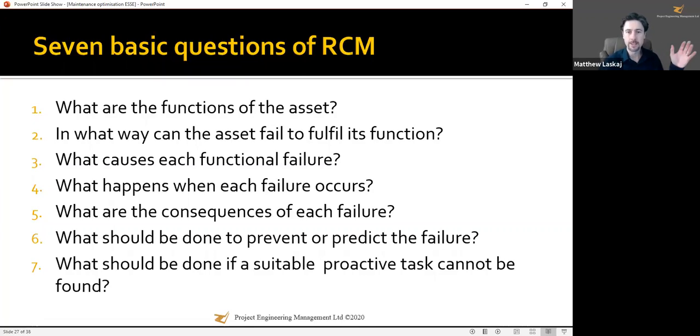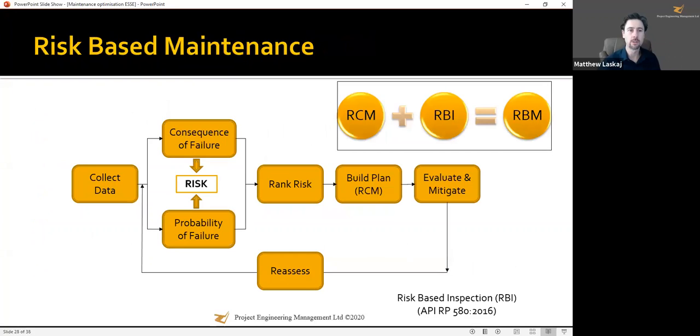So the good part about RCM is it goes through this whole logic diagram and starts to build in what we call risk-based inspection, risk-based maintenance. Collect your information, analyze the risk, which is consequence times the probability, and rank the risk, so we can do what we call an FMEA, failure mode and effects analysis, or something to rank the risk.